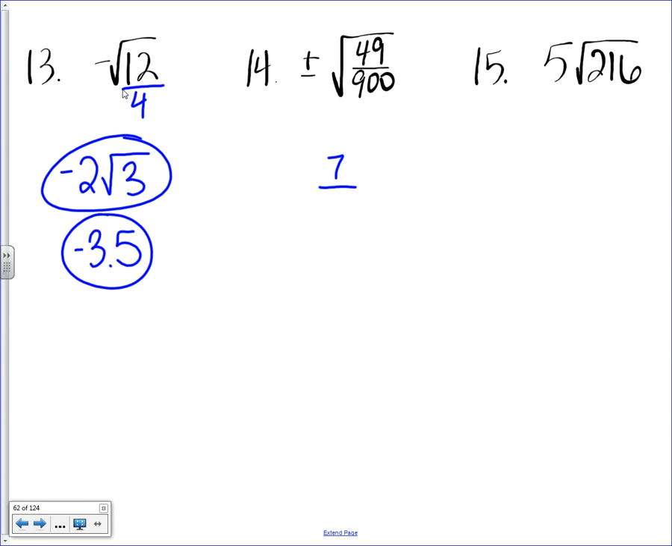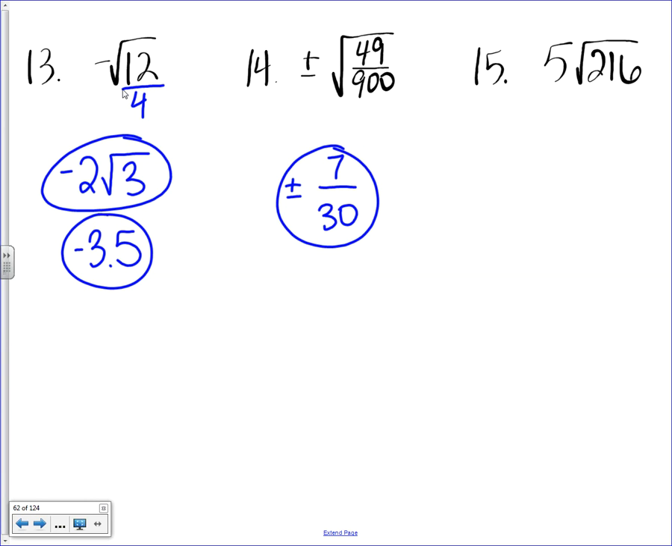So it is a perfect square, isn't it? Is that okay? So this is just 7 over 30. Now, do you see the plus or minus sign in front of there? So we just need to drop that down. So don't be scared off by those radicals. They could just be perfect squares over there and it's just fine.